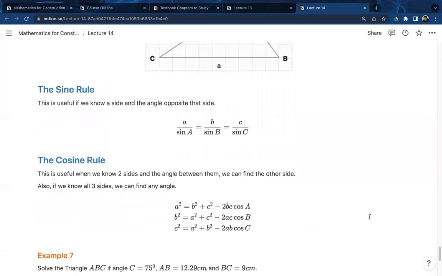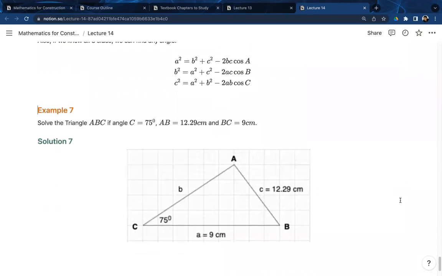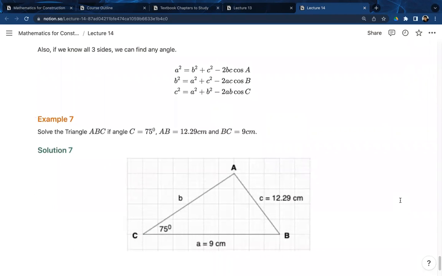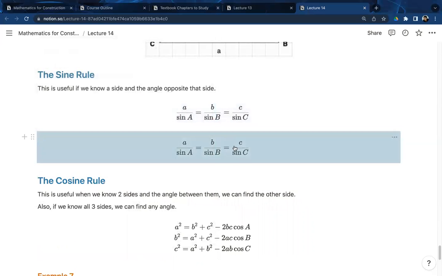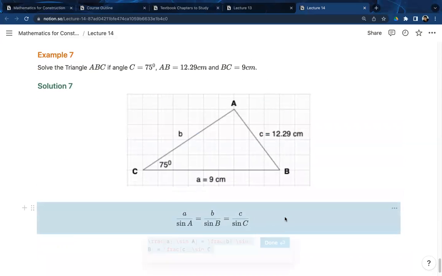The sine rule: do we know a side and an angle opposite to that side? Let's see. Remember, you can use Pythagoras, or the normal ratios like sine 75 is opposite over hypotenuse. We can't use those kinds of things here. We have a general triangle. I know an angle, 75 degrees, and the side opposite it, 12.29. So the sine rule is what I'm going to use to solve this problem, right? So let me steal this here. I will use the sine rule for this.